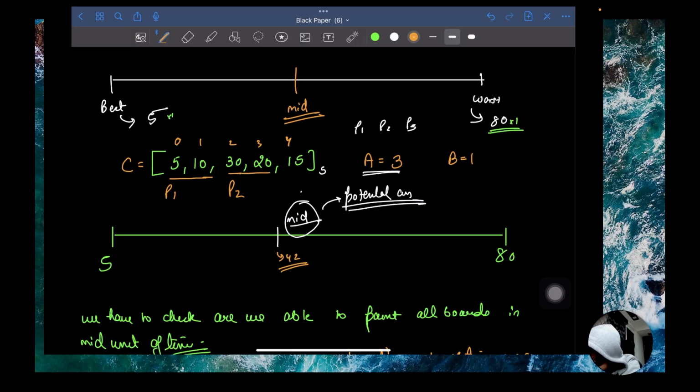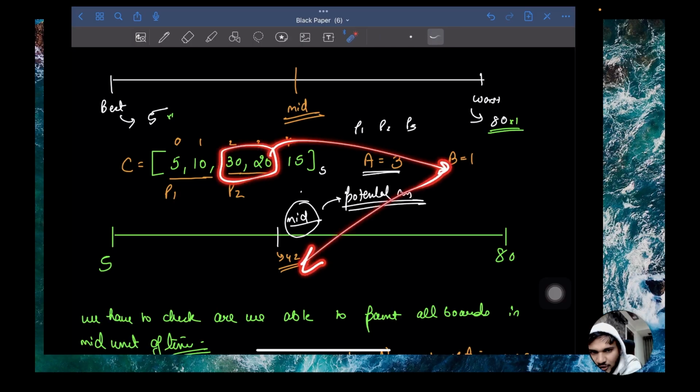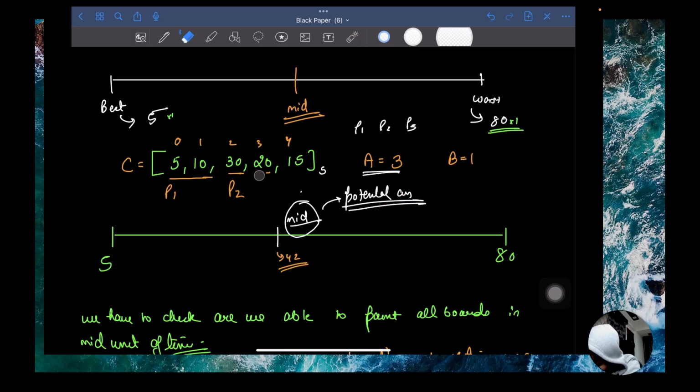We'll try to include the next board also. 30 plus 20 is 50. 50 into 1 is 50. Is 50 less than 42? No. That means painter 2 cannot be given anything apart from this single board. Painter 2's whole time is going to go inside this single board only.